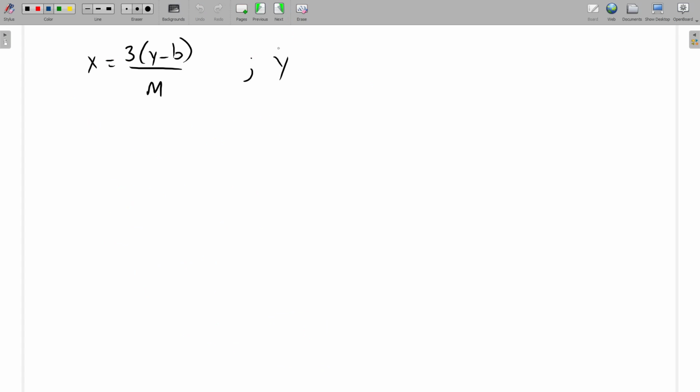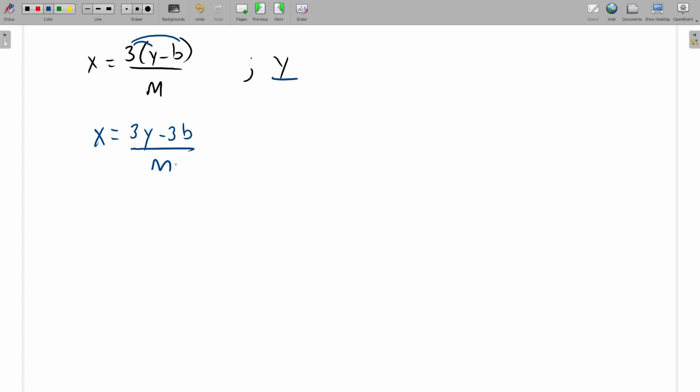Looking at our second example, we have the dreaded fraction, and we're trying to solve for y. Now the first thing that we should do is identify that there is the parentheses and the number in front, and we want to distribute that. So I have x is equal to 3 times y is 3y, and 3 times negative b is negative 3b. This is all over m.